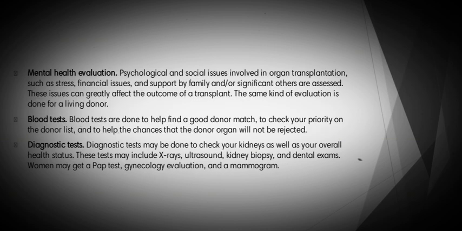The evaluation includes a mental health evaluation. Psychological and social issues involved in organ transplantation, such as stress, financial issues, and support by family and significant others, are assessed. These issues can greatly affect the outcome of a transplant. The same kind of evaluation is done for a living donor. Blood tests are done to help find a good donor match, to check your priority on the donor list, and to help the chances that the donor organ will not be rejected.